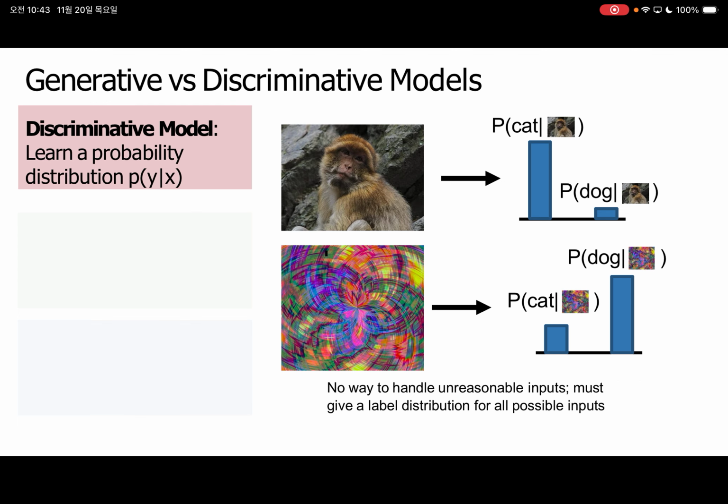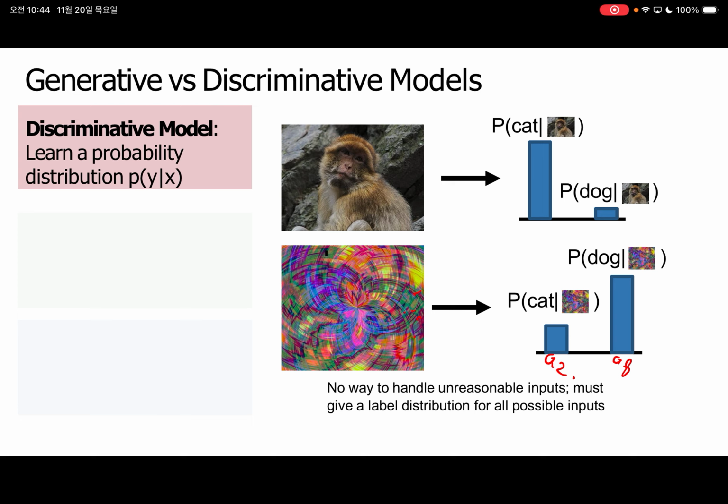But the problem is that, let's say we pass just an arbitrary image. I'm not sure what this image represents, but let's say we pass this image to some classification network. There's actually no way to handle unreasonable inputs, right? It must give a label distribution for all possible inputs. For some reason, maybe our classifier gives the probability of dog from this image like 0.8 and 0.2, right? So according to our classifier, this image belongs to the dog class, but this doesn't make sense, right? We know that this image is not a dog.